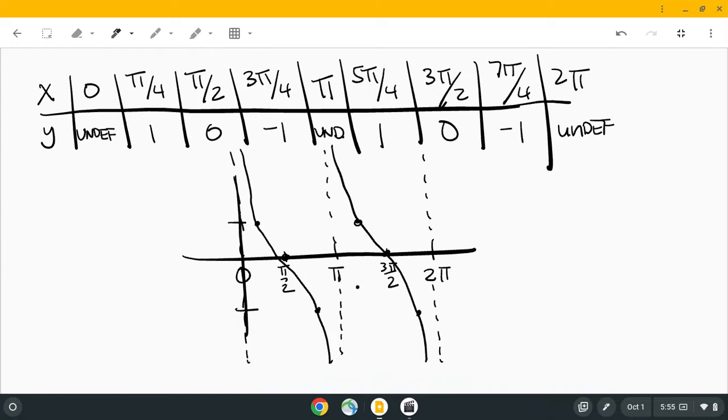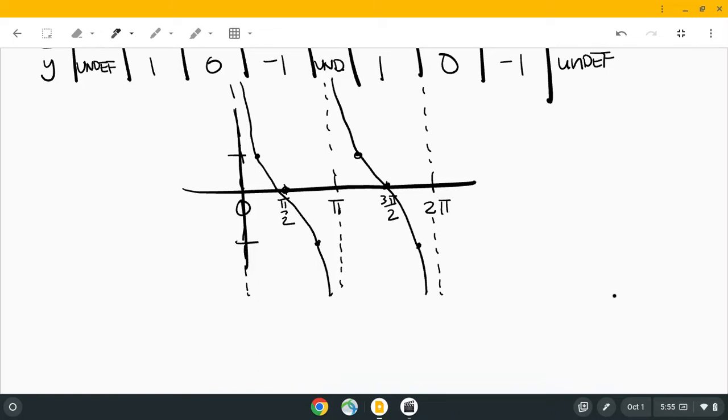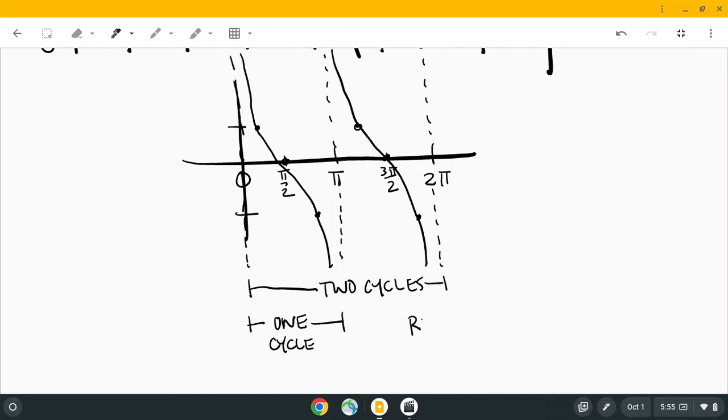For cotangent here, we also have two cycles from 0 to 2 pi. One cycle is 0 to pi. We see that it repeats after pi, just like tangent. And so here, pi would be considered the period.